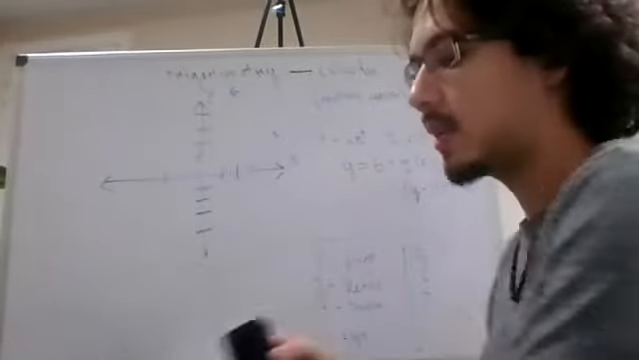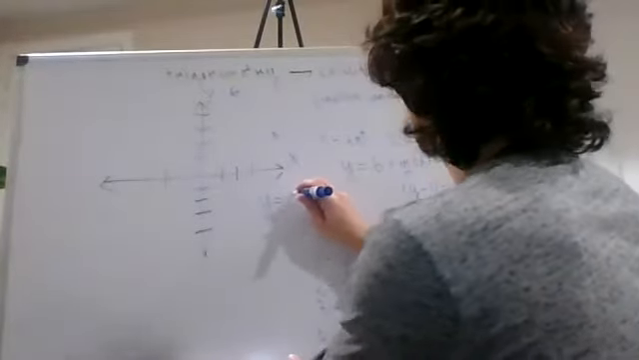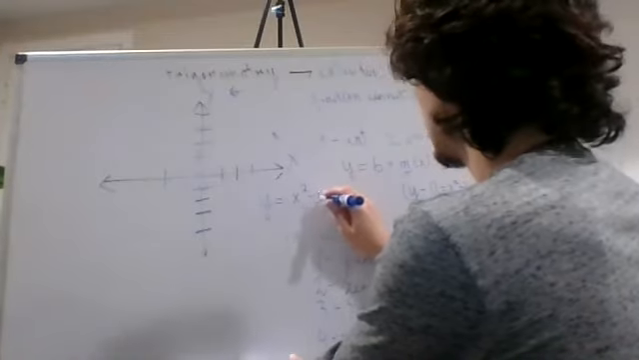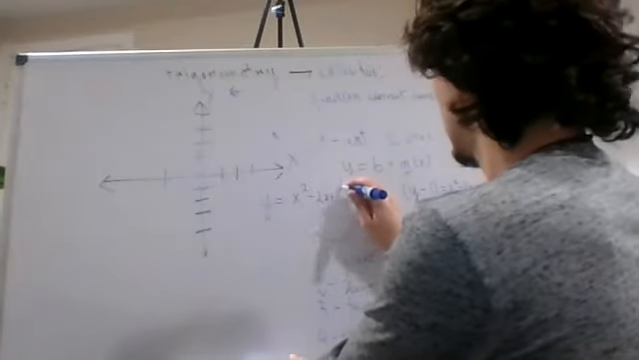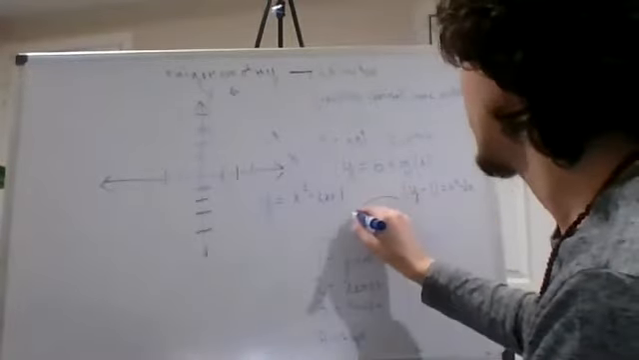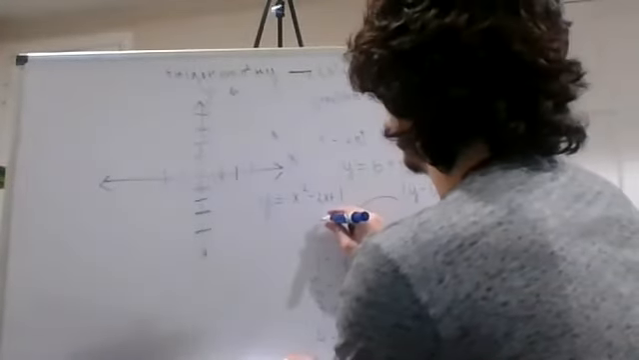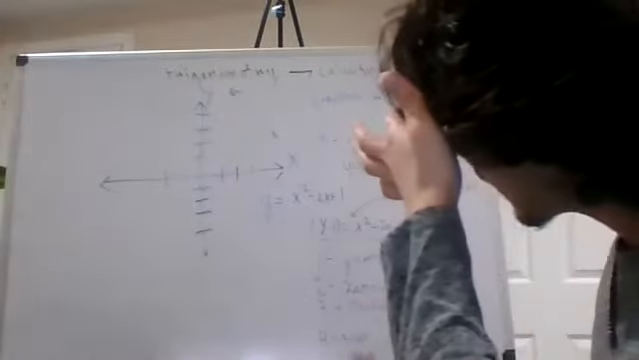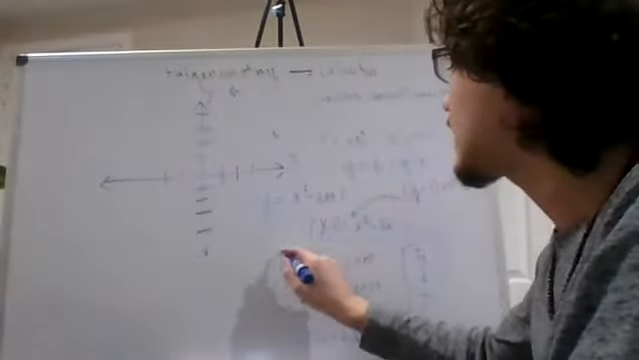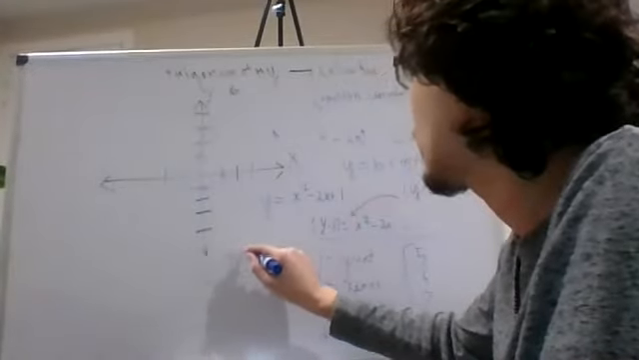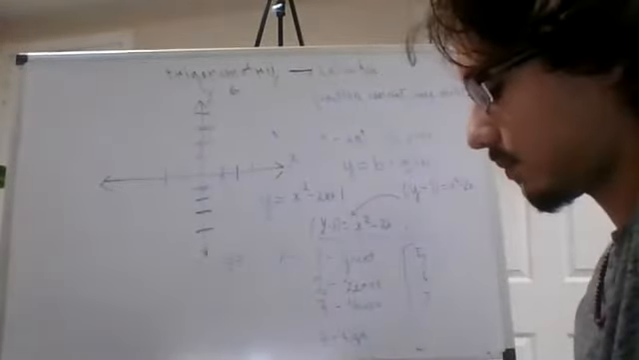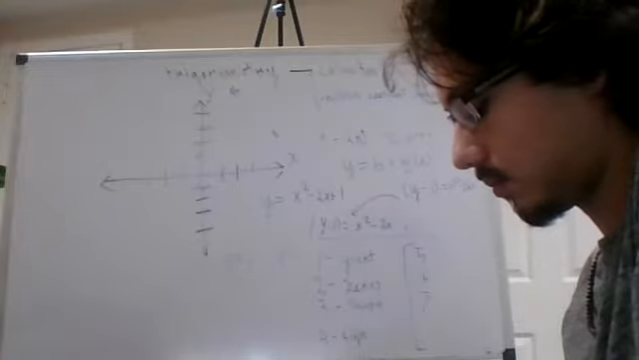But because this is a really good, really popular and simple function, let's look at what we have here. We have y minus 1 equals x squared minus 2x. So we have our y-intercept, and we said that the y-intercept is at y equals 1, correct? Yes, sir. Okay.